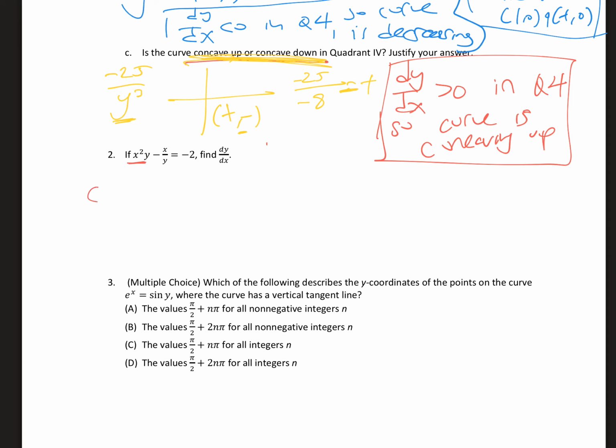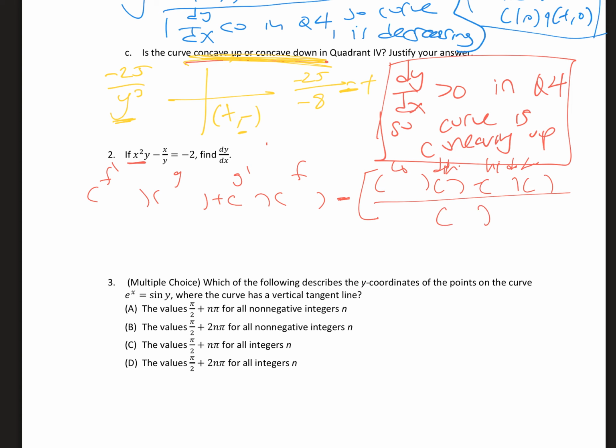So f prime of g plus g prime of f. That whole thing will be minusing. Oh, I have a nice little quotient rule there. So I have low d high minus high d low, all over low squared. And on the right side, I have negative 2, so the derivative becomes 0. I'm just setting up the boxes, just to review for some people.